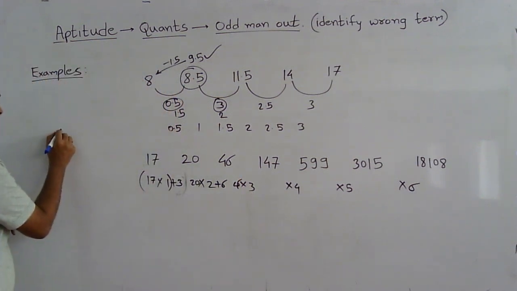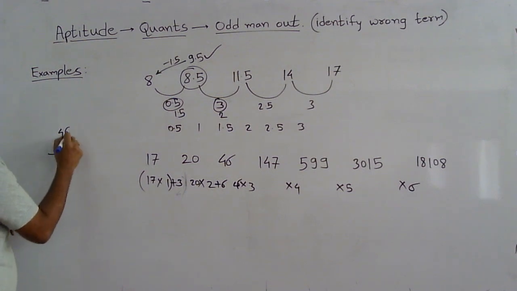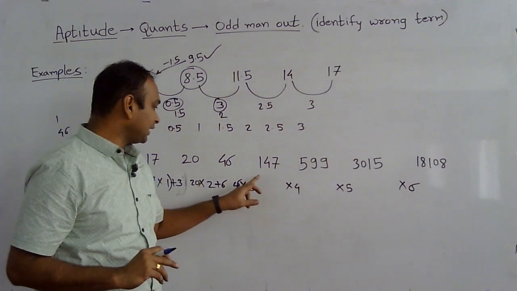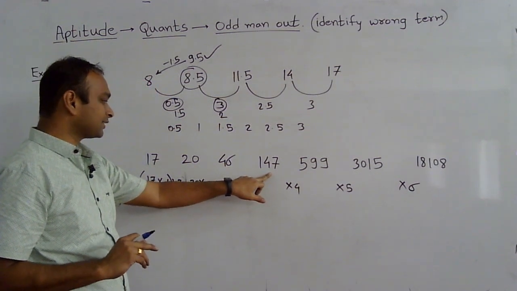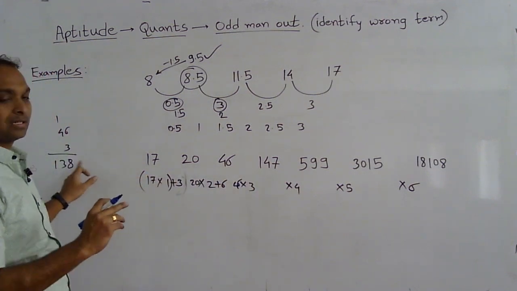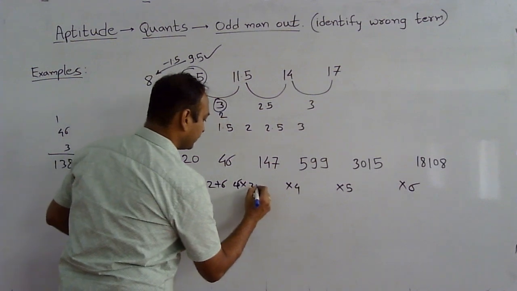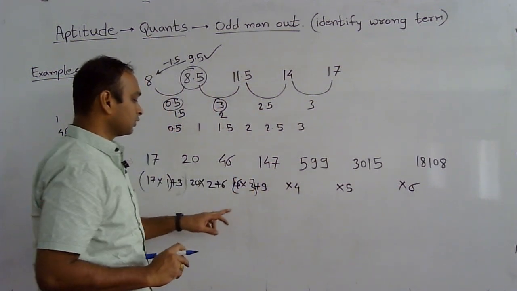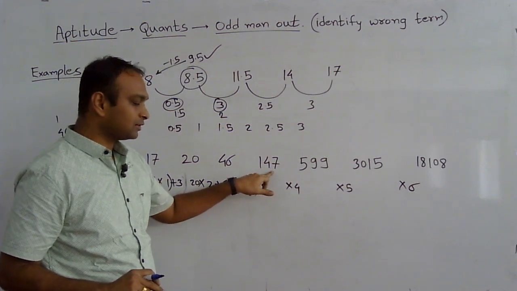Let's do that over here. 46 into 3. 6 3s are 18, 1 is the carry. 4 3s are 12, and it is 138. So 138 and 147 we have here. So what is the difference? 147 and 138, the difference is 9. So we can add 9 here to get this number. So 46 into 3 plus 9 gives this.